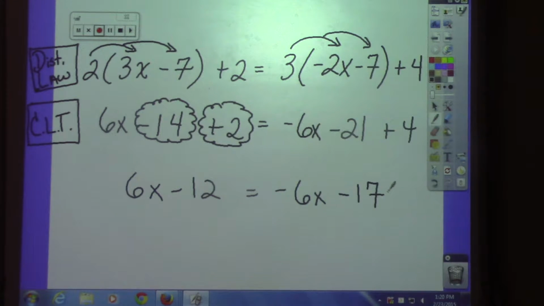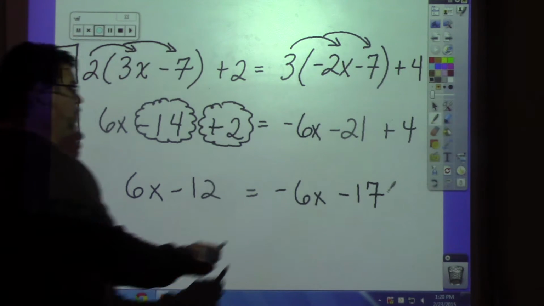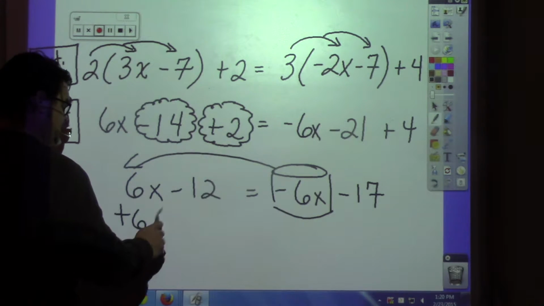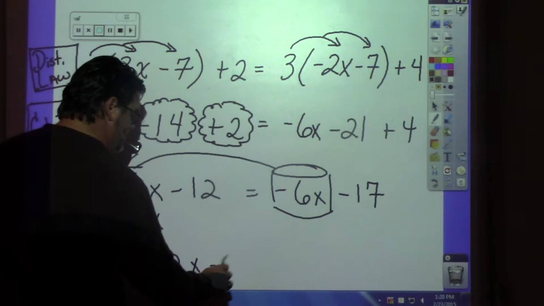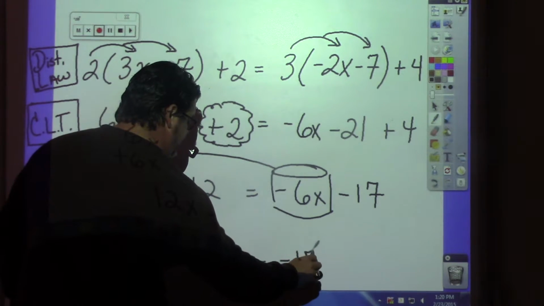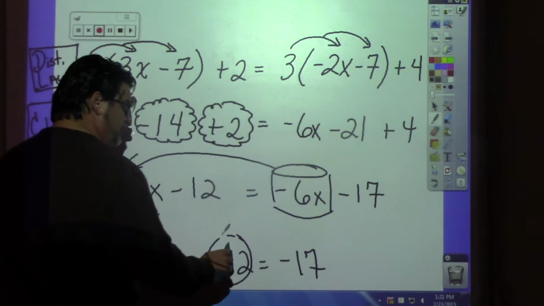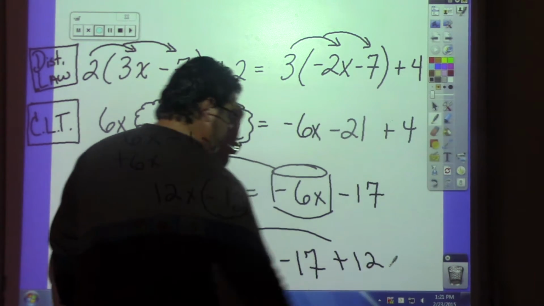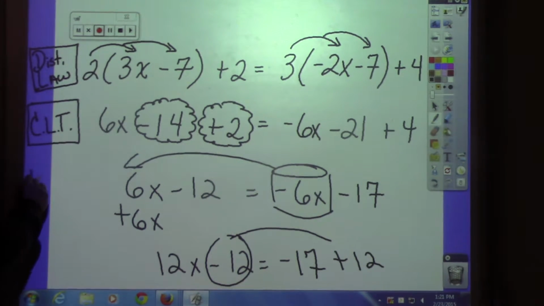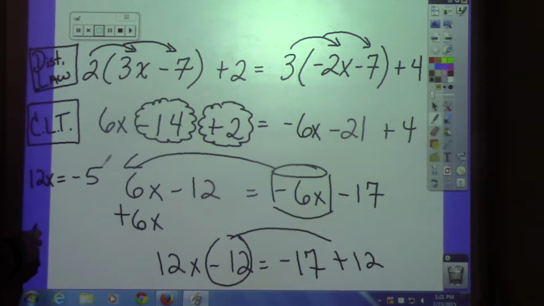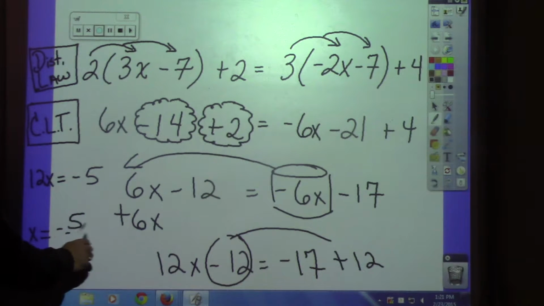Which one's the smallest bucket? You bring it over. And that becomes a positive 6x. 12x minus 12 is equal to negative 17. And what do we do with that negative 12? Comes across the river. So 12x is equal to, you owe 17, you have 12, you owe 5, right? Yep. So x is equal to negative 5/12.